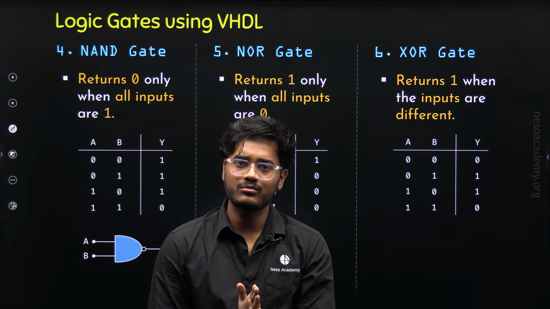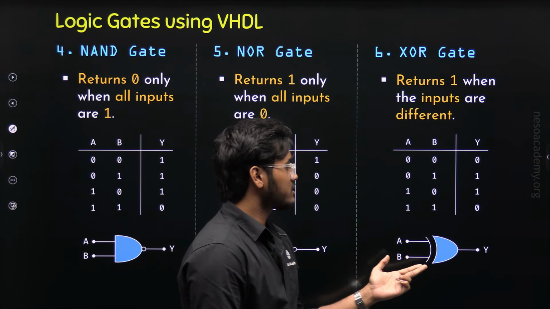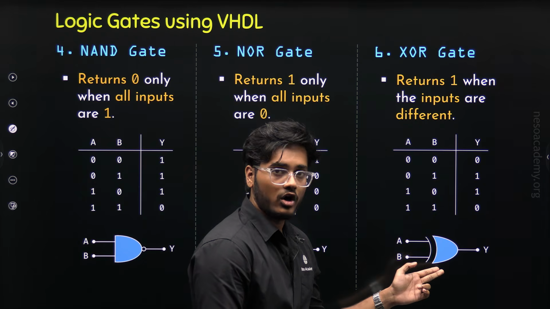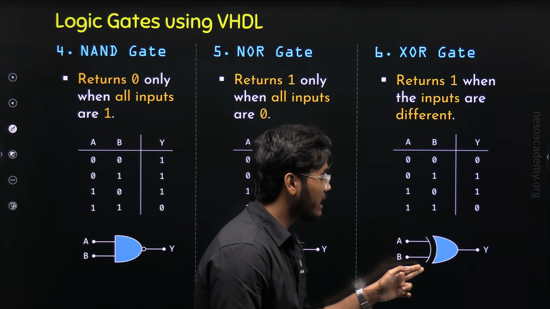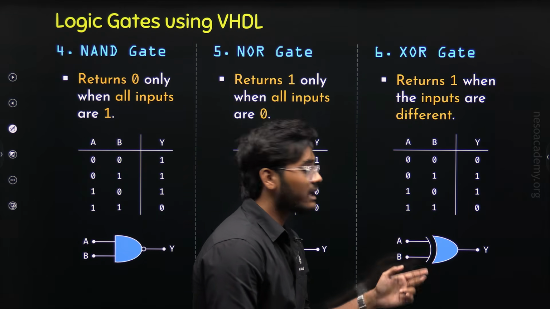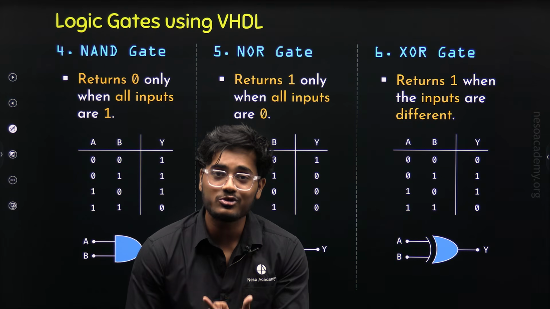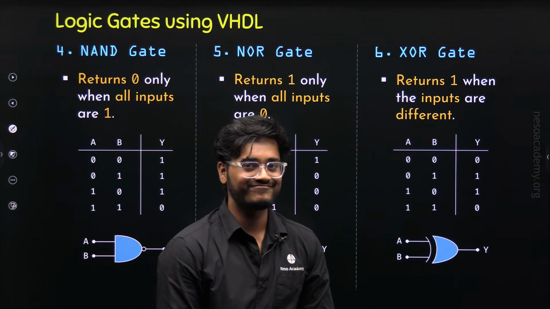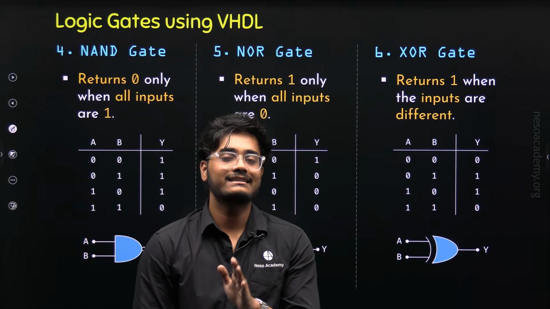Now, let's see the symbol for the XOR gate. The symbol includes the same OR gate along with the curved line. This extra curved line represents the exclusiveness of the XOR gate. So, I hope you understand the XOR gate.